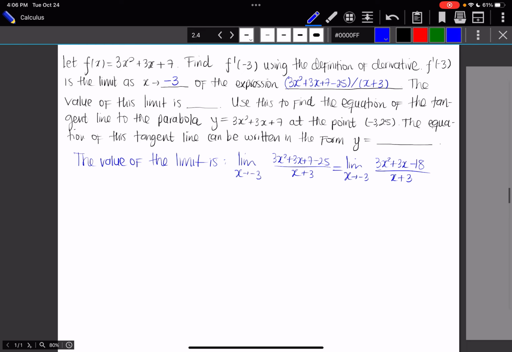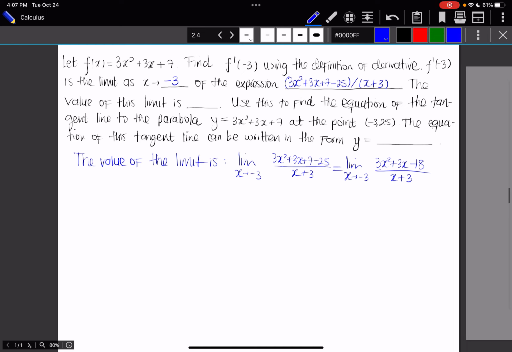At this point, we can try to substitute x equals -3 into the equation we have right here. But when we do that, we find a 0/0. That will always happen when we try to use the definition of derivative. We will always get a 0/0. It makes sense. So we can't find that limit by direct substitution.